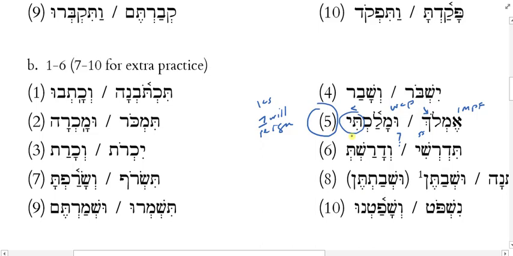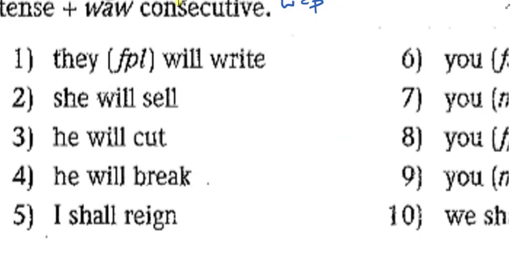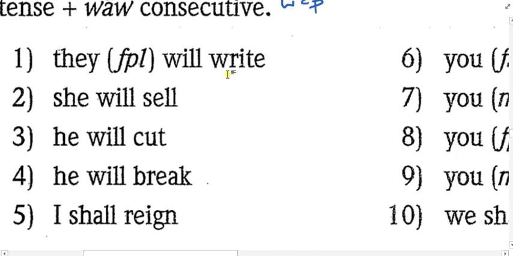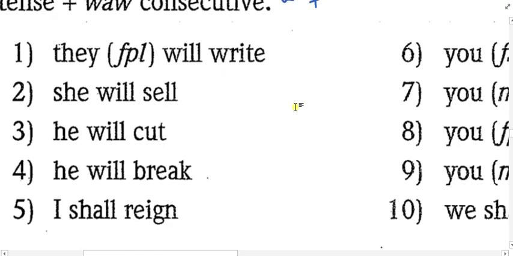All right. Other questions on Ross on section B here? So we're basically doing the opposite of what we were just doing on the A section. So number 2 is on the table. She will sell. She will sell.